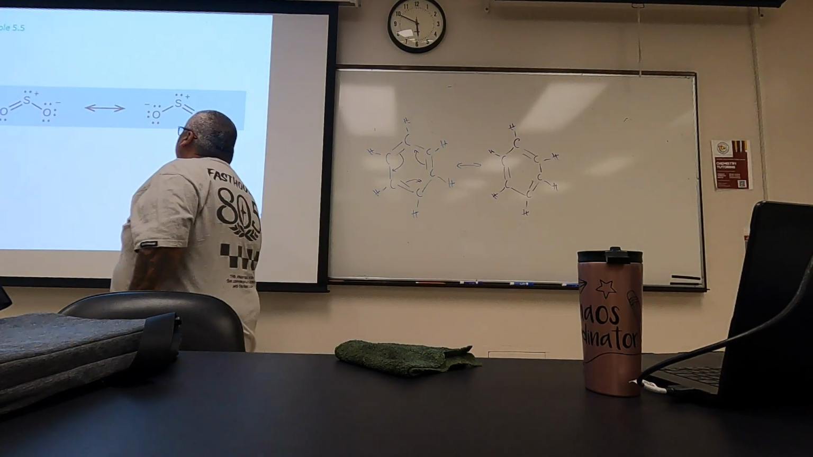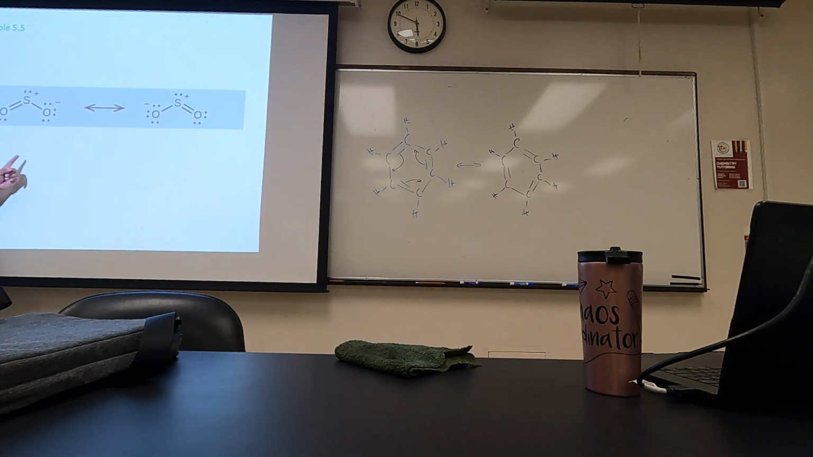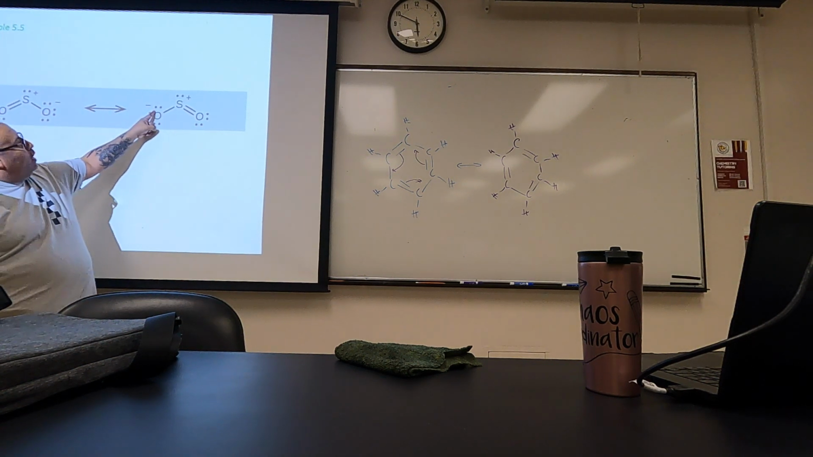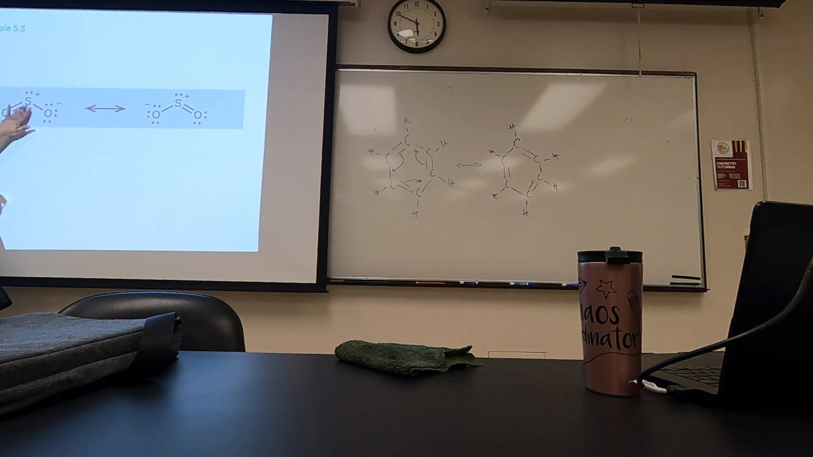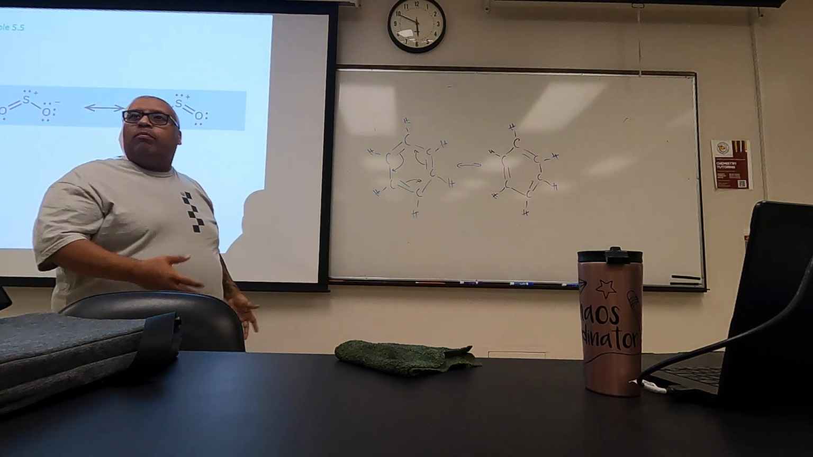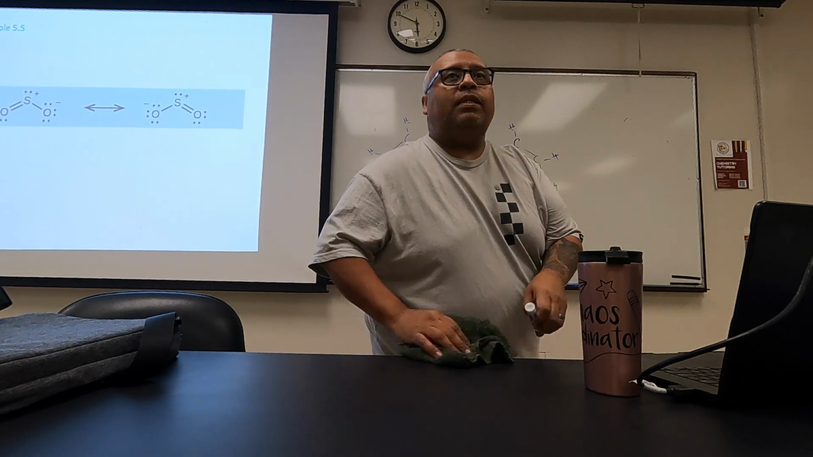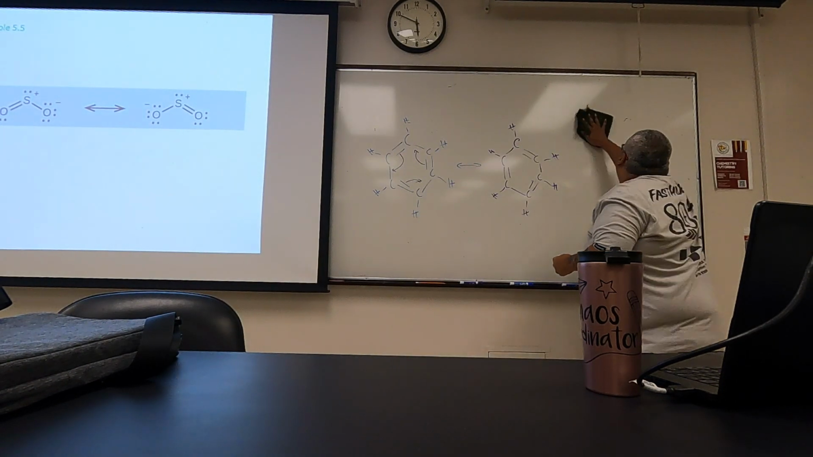Here we see another resonance structure. What changed is this negative charge is now on this oxygen, right? And then a double bond is created here versus over here. So we have a bunch of what we consider to be resonance structures.